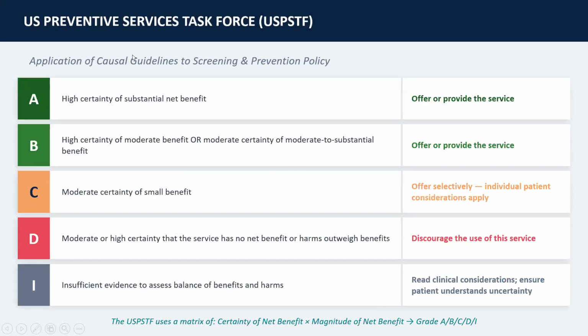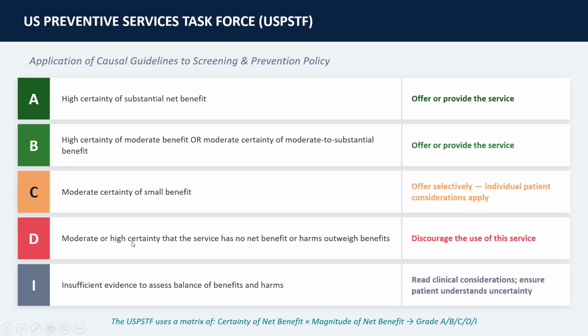Next is the US Preventive Services Task Force: application of the causal guideline to screening and preventive policy. Grade A: high certainty of substantial net benefit, offer or provide the service. Grade B: high certainty of moderate benefit or moderate certainty of moderate to substantial benefit, offer or provide the service. Grade C: moderate certainty of small benefit, offer selectively, individual patient consideration applies.